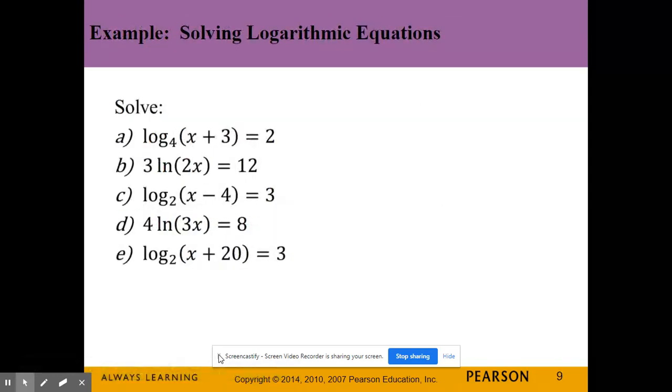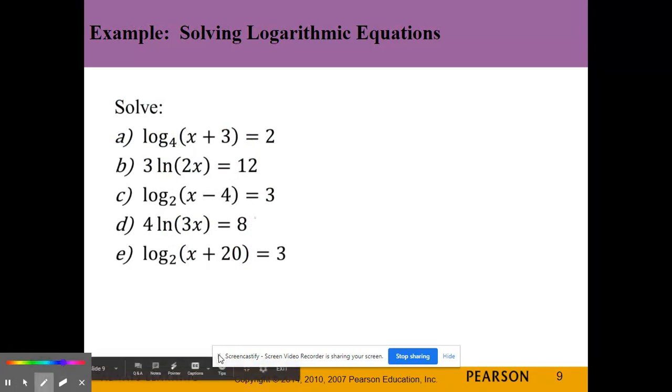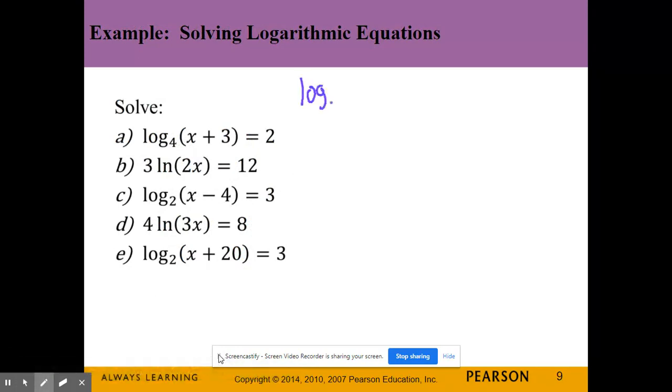So let's take a look at the first example. If you have log base 4 of x plus 3 equal to 2, I'm using the definition of logs. So what does that mean? I'm going to turn it into an exponential: 4 is the base, 2 is the exponent, and it's set equal to x plus 3. Now I just have an equation I can solve for x. 4 squared is 16. Subtract 3, and you get x is equal to 13. All right, so that was part A.